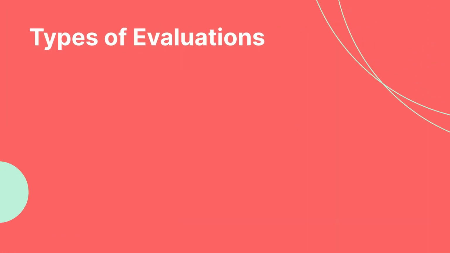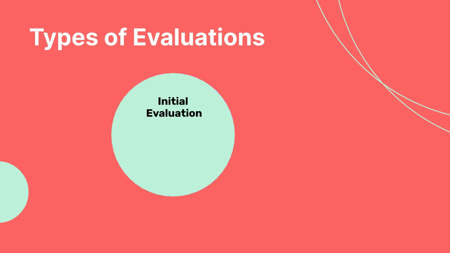There are two types of evaluations for psychological testing. First, there is an initial evaluation, which is the first time a student is evaluated for special education. This type of evaluation is only billable for SHARS if it leads to the creation of an IEP for the student. If the student does not qualify, then the service is not billable for SHARS.